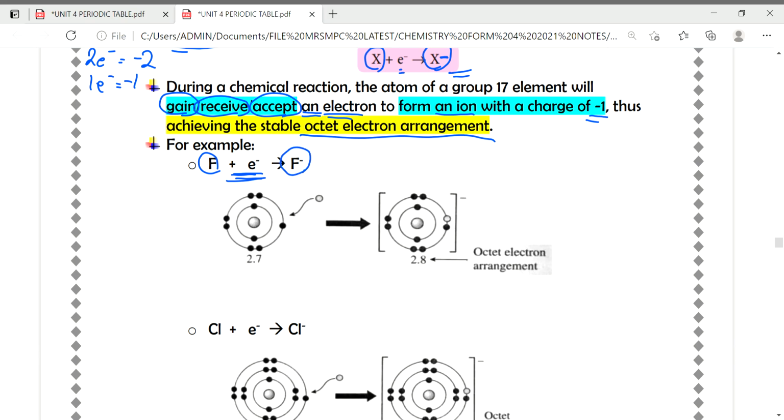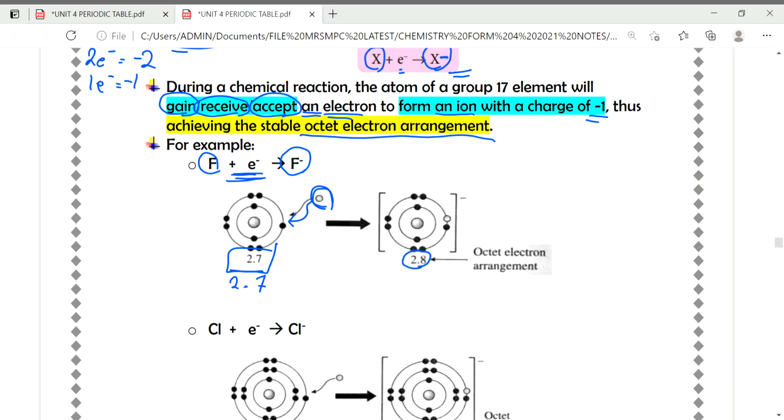Kalau daripada segi lukisannya macam ni. Ini adalah proton number of fluorine. Dia ada 9. So kita write as in the form of electron arrangement 2, 7. So dia perlukan satu lagi elektron untuk jadi stable. So elektron datang daripada atom lain. So masuk, dia akan jadilah 8. Bila jadi 8, dia dah jadi ion.